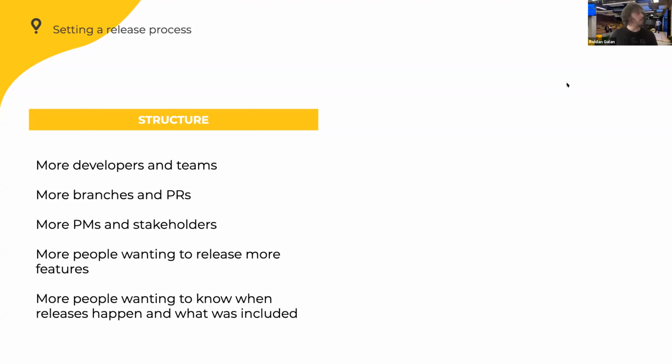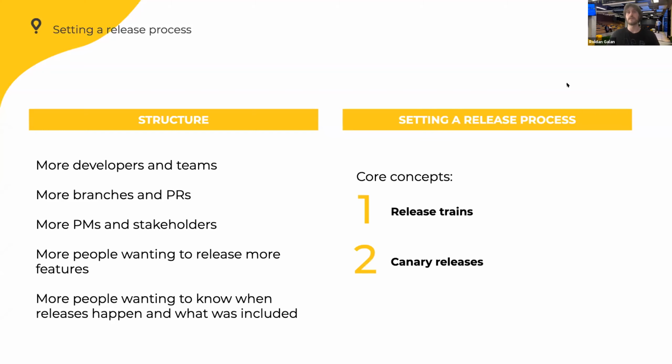We were having more and more branches, more and more pull requests, and more people wanting to release more features. More people wanted to know when the releases were happening and what was included. More people wanted to have their features released sooner. And then we realized that we needed to set our release process. I think by the end of 2018, we started to do more cyclic releases, and we set the basis for the release process that we would set at the beginning of 2019 with Mauro.